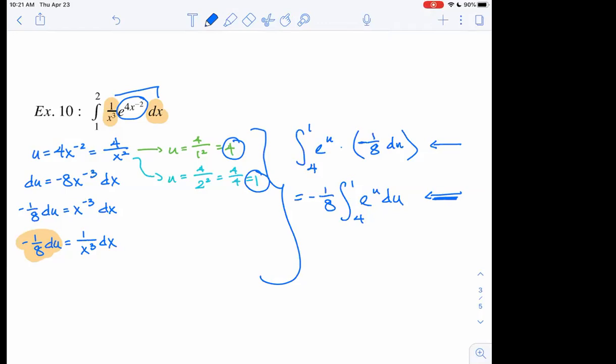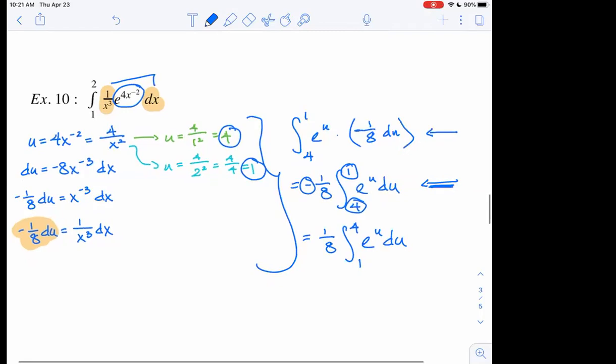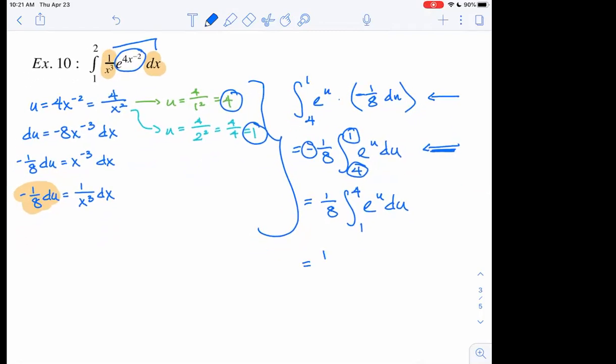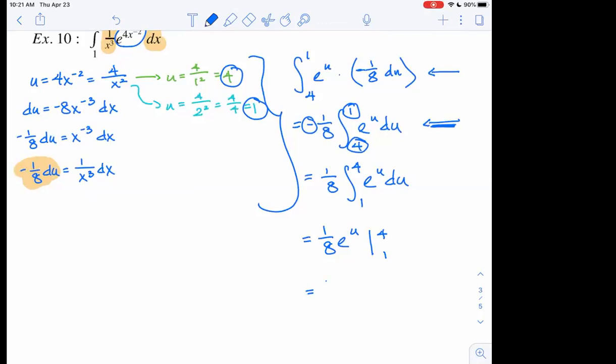Now I notice yet again, I have this negative sign in the front and my bottom bound and top bound are switched, so we're going in the opposite direction. I'm going to remedy that by changing the sign. So now it's a positive 1/8 and switching the bounds, small to big. And now my integral is just 1/8 e to the u. Drop the line, put the 4, put the 1. 1/8 e to the 4th minus 1/8 e to the 1.